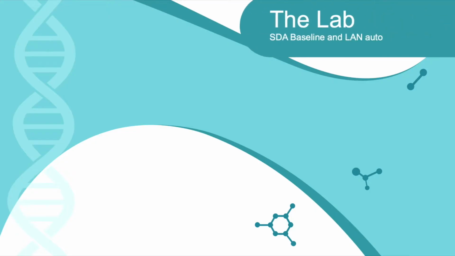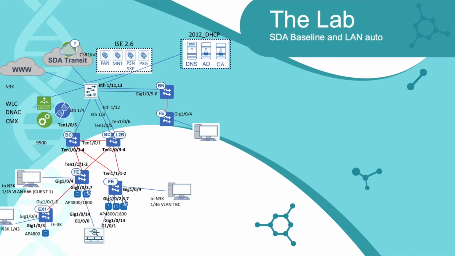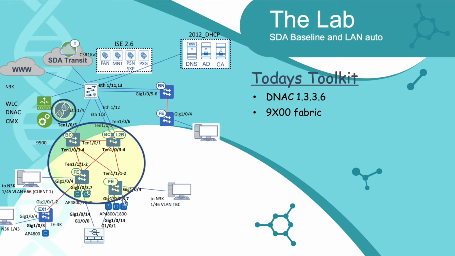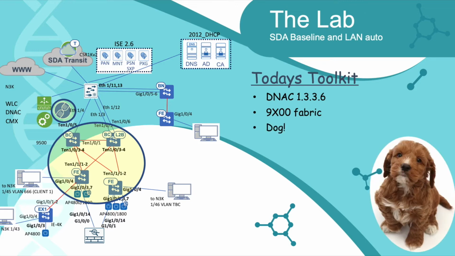So the lab itself, what are we working with here? This is the lab we're going to be using. We've got DNAC, version 1336, and then this is our fabric, which consists of two 9500s and two 9300s, and then our little assistant dog.